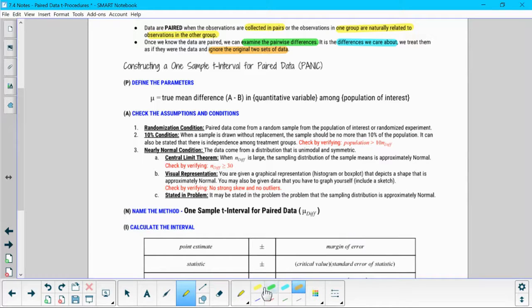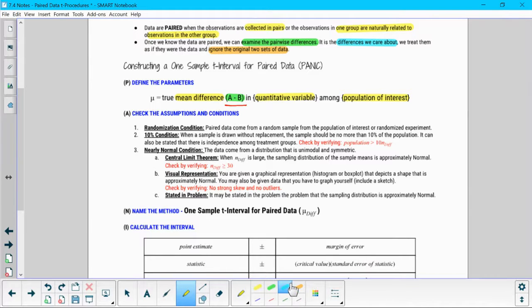So a couple of important things to note. You have to say the true mean difference. You have to notate how you subtract. And then you want to talk about the quantitative variable and your population of interest. The big key thing that you do not forget is that you include how you found the differences because that does make a difference.